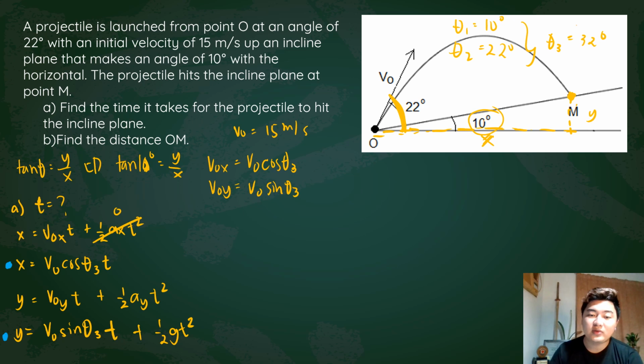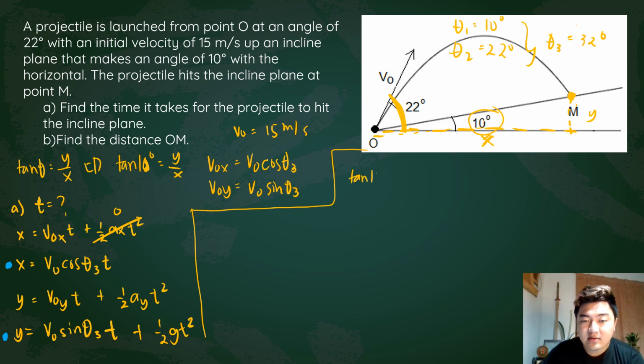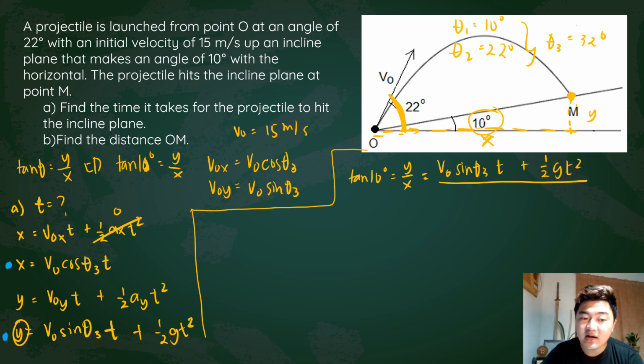So what we need to do here now is just to substitute. So let's just make a division there so that we don't get confused. So we have here tangent 10 degrees is equal to y over x. And your y here is v0 sine angle times time plus 1/2 gt squared over your x, which is v0 cosine angle times time. So you can actually cancel this one.